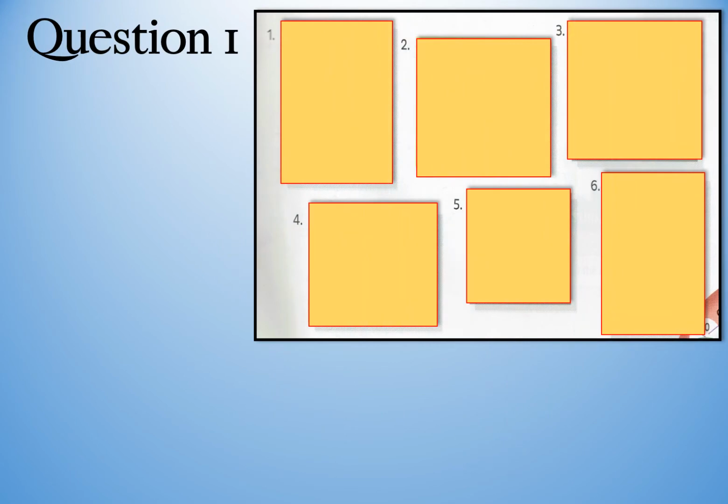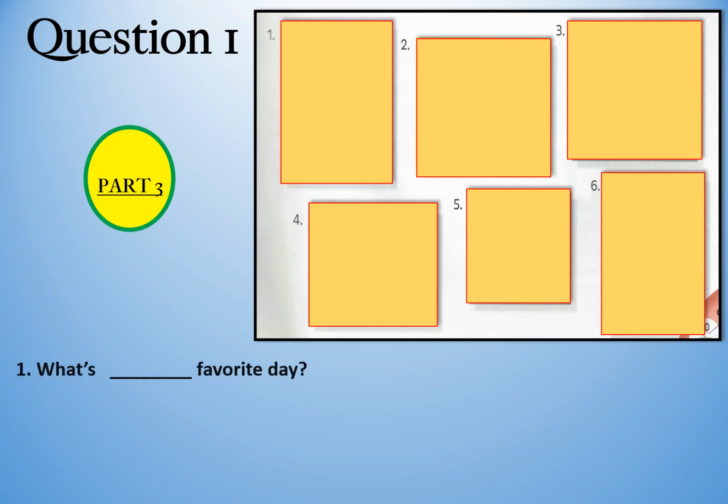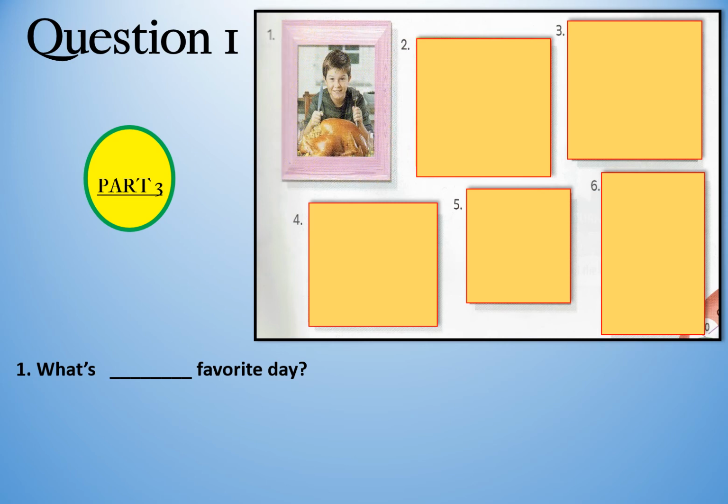Okay, now we're going to look at the answers for part 3. Part 3 was about question number 1 in Unit 1. Can you remember what the question word is? What's? Okay, let's have a look. I'm going to give you the answers now. We're not going to look at the words, the A or B. I'm just going to let you look at the question, look at the picture, and I will give you the answer. So, number 1, what's favourite day?